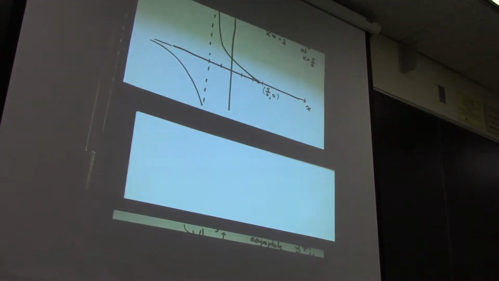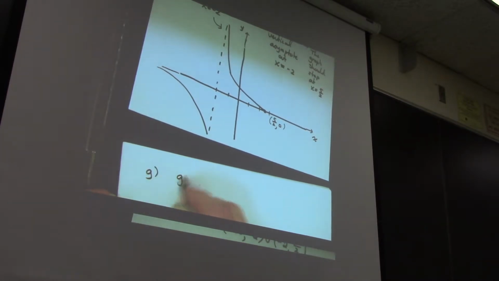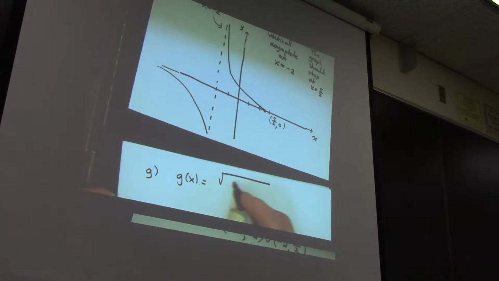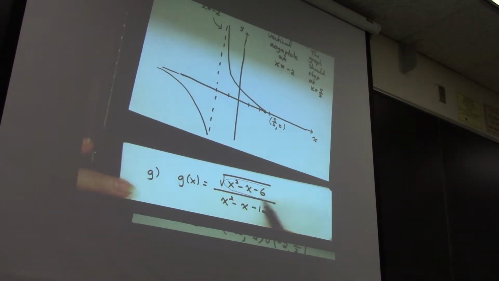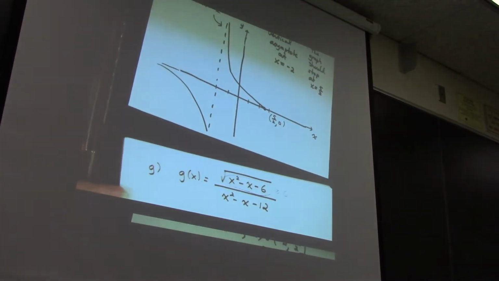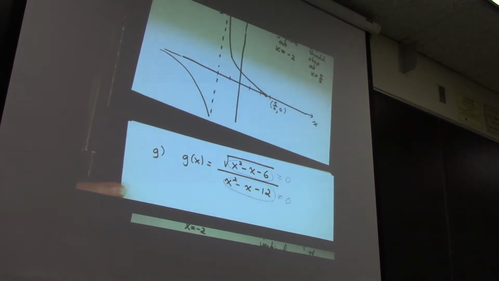Okay, I want to look at our last example. Okay, g, that I guess I called little g of x, is the square root of x squared minus x minus 6 over x squared minus x minus 12, okay? And, you know, we had lots to work on. We had to make sure that what's under the square root is greater than or equal to 0, and that what's in the denominator is not equal to 0, okay?